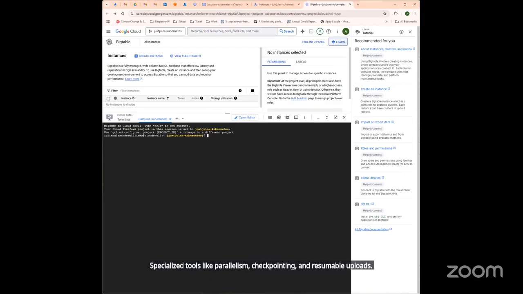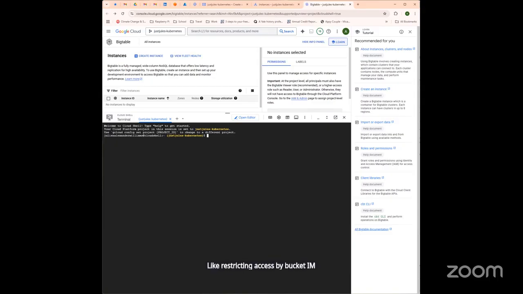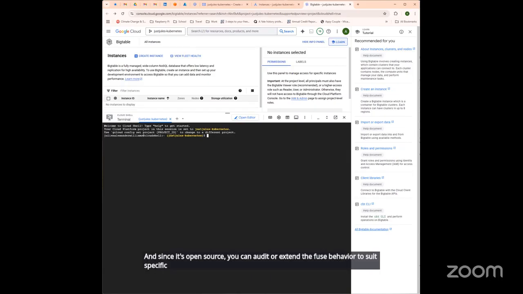And this is about security and IAM. Because Fuse mounts GCS buckets using your authenticated credentials, you retain all the fine-grained access controls you'd expect, like restricting access by bucket IAM policies, limiting write and deletion access via Cloud Identity, and enforcing encryption at rest and in transit. And since it's open source, you can audit or extend the Fuse behavior to suit specific organizational policies or workflows.